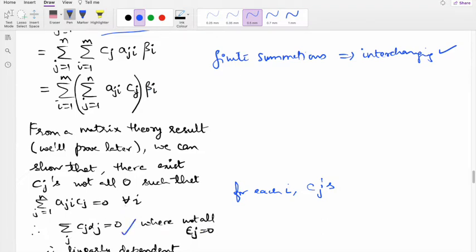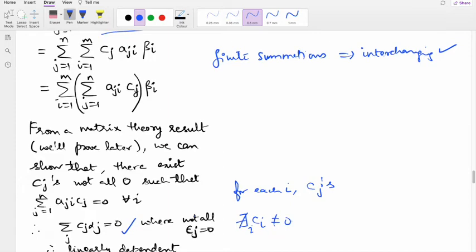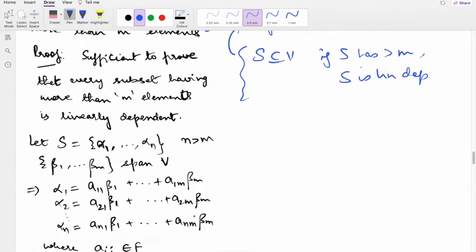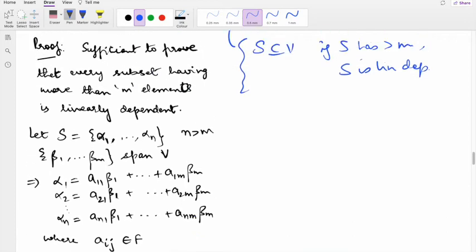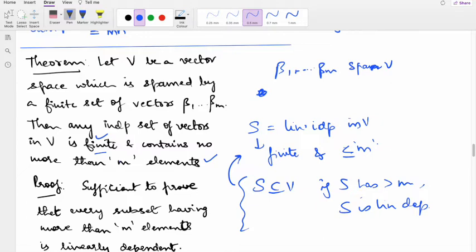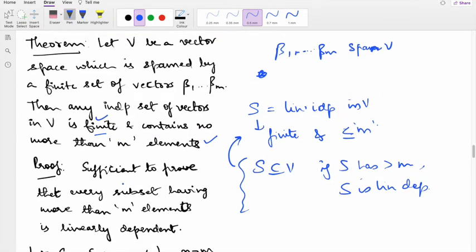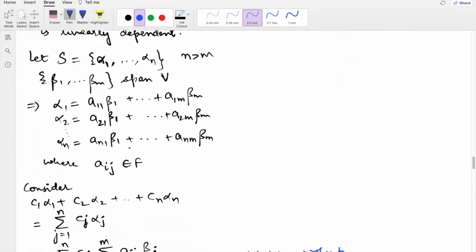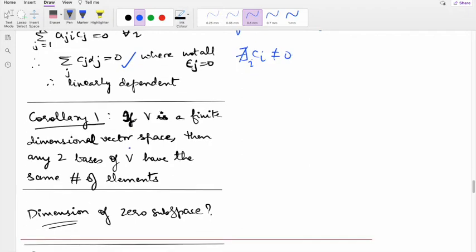So this is such that not all cj are 0, that means it's not the case that every cj is zero. Therefore we say that this is linearly dependent. So with this we complete the proof. Any subset which has more than m elements will be linearly dependent, and hence we can say that any independent set of vectors in V will be finite and contains no more than m elements. This becomes important when you start comparing multiple bases.